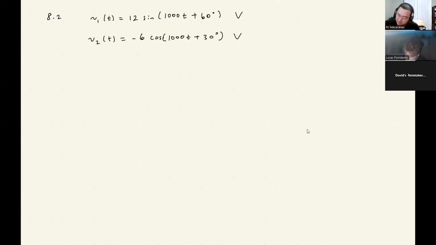So the first thing that you typically want to do when you're looking for the phase between two things is we want to make sure that they have the same frequency, right?